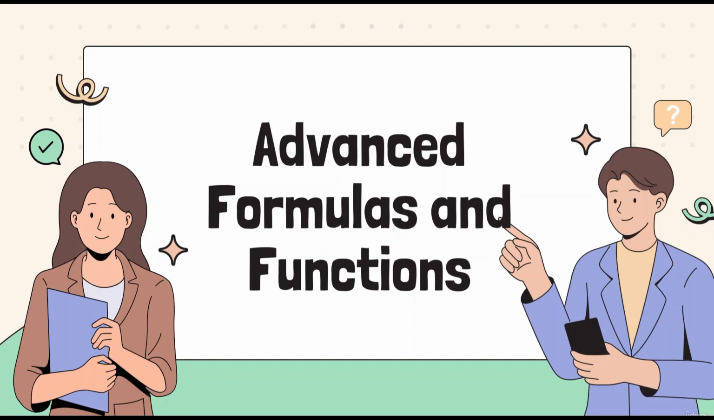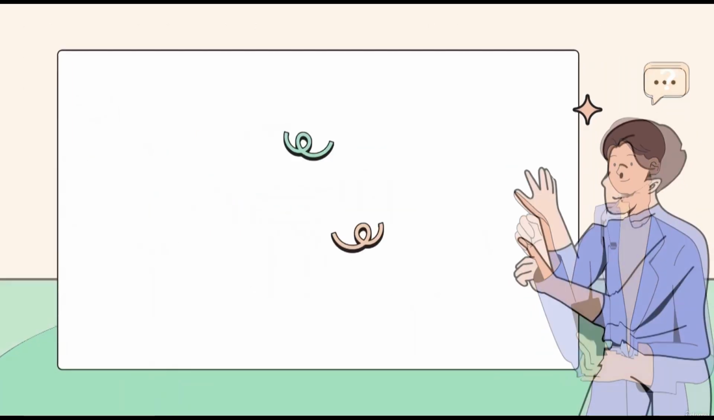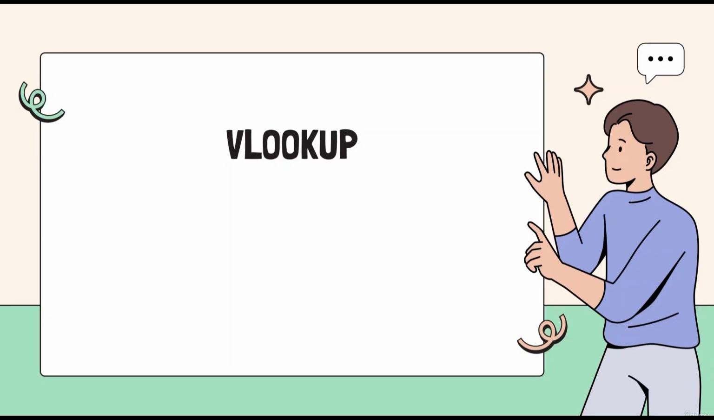We will cover VLOOKUP, XLOOKUP, and the SUMIF functions. Whether you are a beginner or looking to sharpen your skills, VLOOKUP looks for a value in the first column of a table and returns a value in the same row from a specific column. So it's super handy for finding specific data in large spreadsheets.